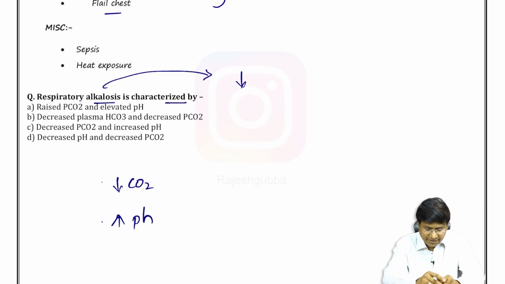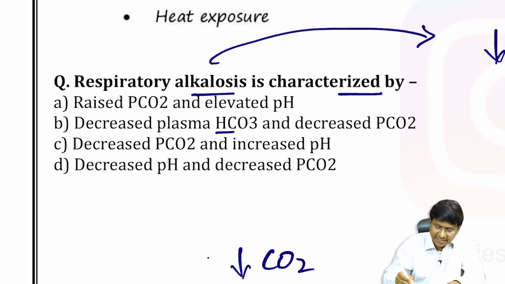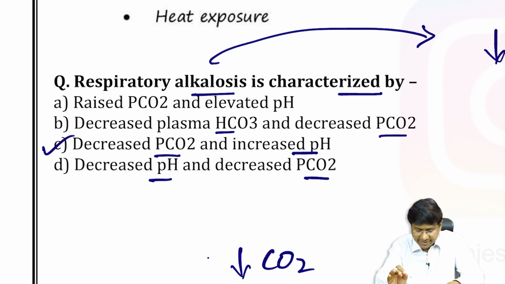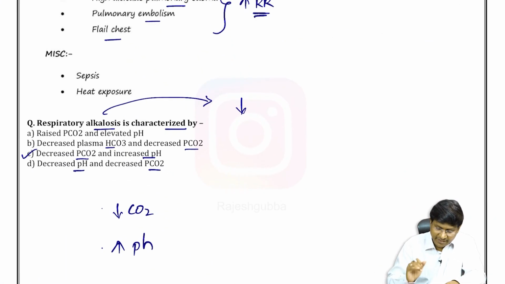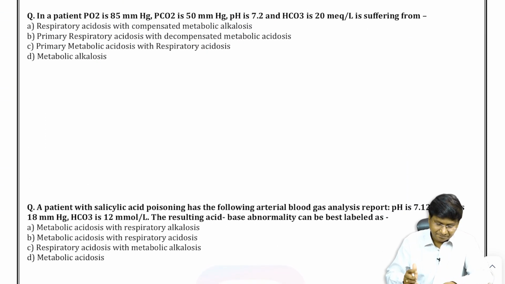Among the options given to you, raised partial pressure of carbon dioxide and elevated pH, decreased plasma bicarbonate and decreased PCO2, decreased PCO2 and increased pH, and decreased pH and decreased PCO2. So what will be the correct answer? Decreased PCO2 as well as increased pH. So that will be the respiratory alkalosis, right? Then followed by that, you see the next question.